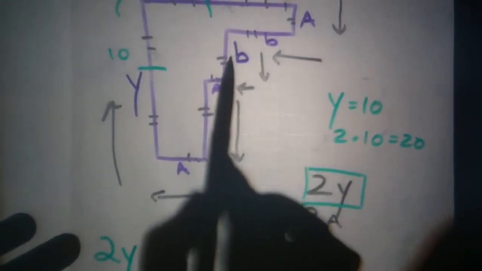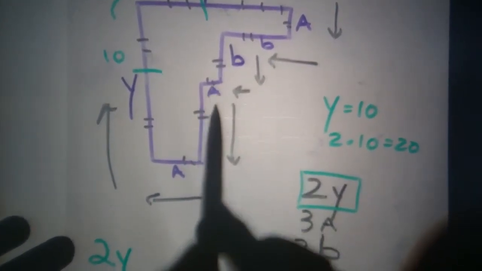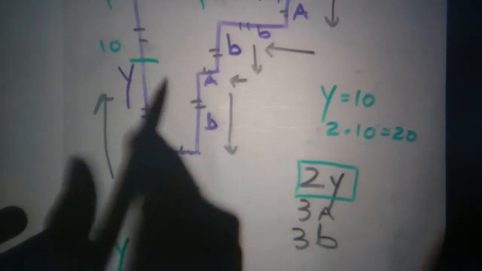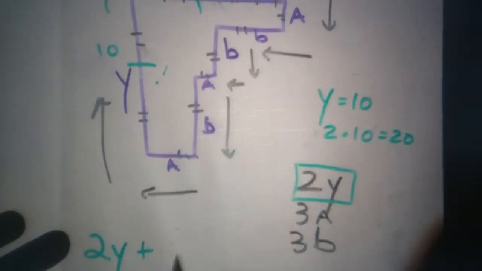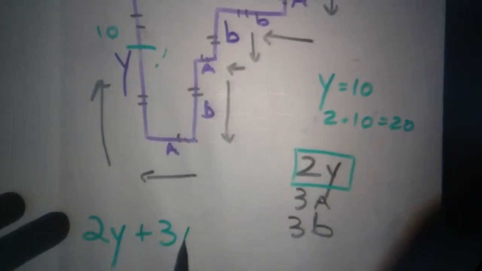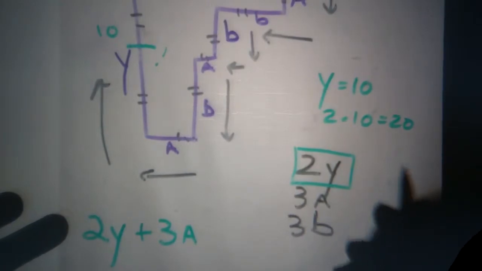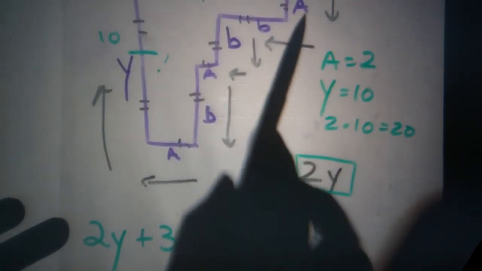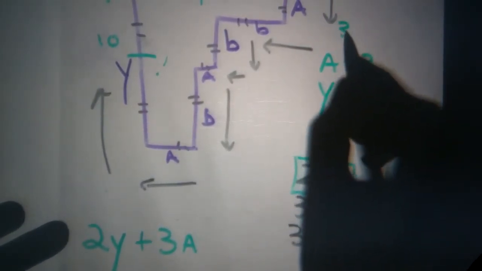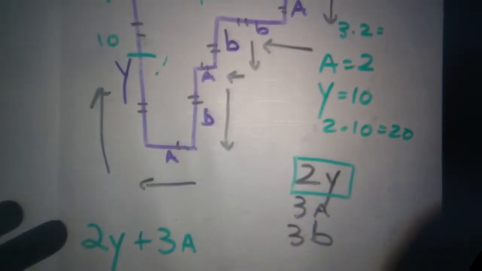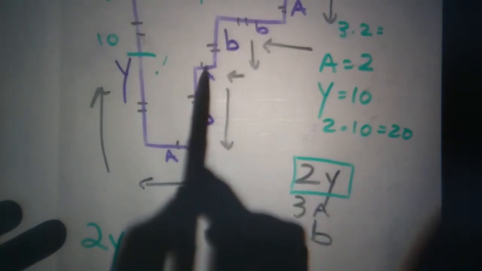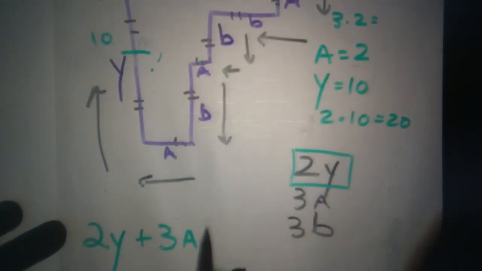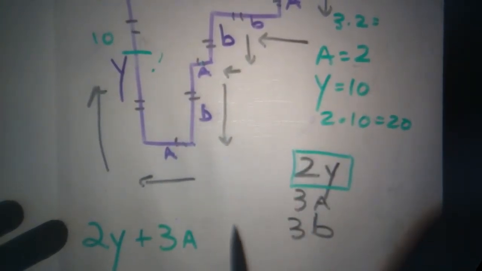Well, now I have the A's. One A here, one here, one here. Well, I know that I have to add that side to my existing Y side, so I'm adding the 3 A sides. If A were equal to 2, I know that if I did 3 times 2, I would end up with 2, 4, 6 for my 3 sides.